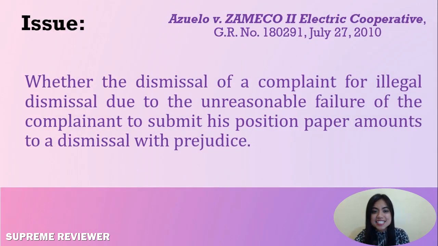Okay, the issue in this case is whether the dismissal of his first complaint for illegal dismissal on the ground of lack of interest on his part to prosecute the same bars the filing of another complaint for illegal dismissal against Zameco based on the same allegations. Ultimately, the question that has to be resolved is this: whether the dismissal of a complaint for illegal dismissal due to the unreasonable failure of the complainant to submit his position paper amounts to a dismissal with prejudice.